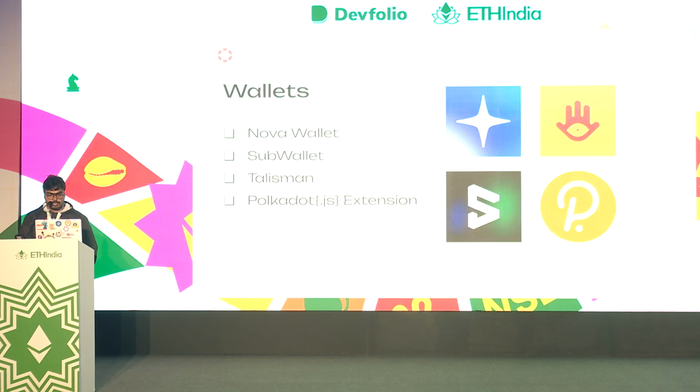So the next slide is how do you get started when you're coming from the Ethereum ecosystem? You have wallets like MetaMask, but what are the wallets that this ecosystem provides? There are some popular wallets here like Nova Wallet, Sub Wallet, Talisman Wallet. These are some community funded wallets, and there is also the Polkadot.js extension. It's not a typical wallet, but just a signer, so it doesn't have the full-fledged functionality of a wallet. But these are the wallets you can use to start building on Polkadot.